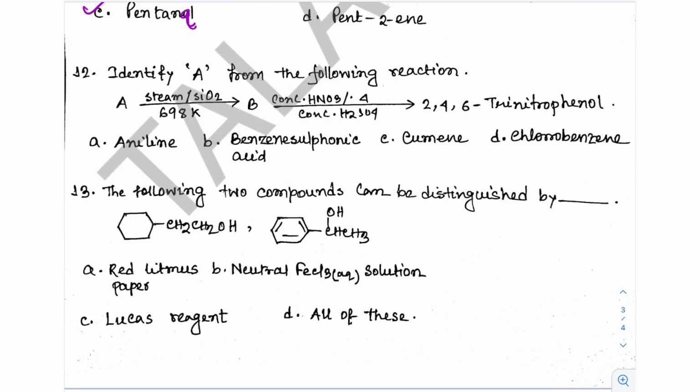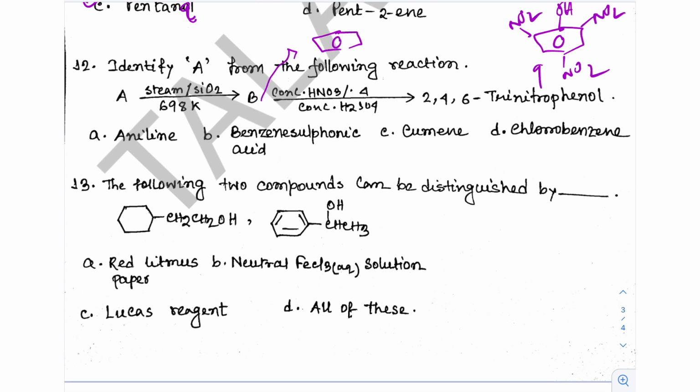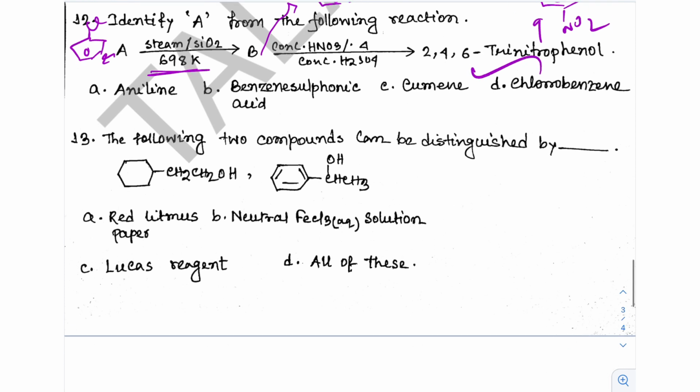Next question 12. Identify A from the following reaction. 2,4,6-trinitrophenol is the final product we are getting over here. With concentrated HNO3, B will of course be this 2,4,6-trinitrophenol. Picric acid is formed from phenol. And at high temperature, 698 Kelvin, in the presence of steam and SiO2, phenol is formed from chlorobenzene. So A is obviously chlorobenzene. So option D is the correct answer.